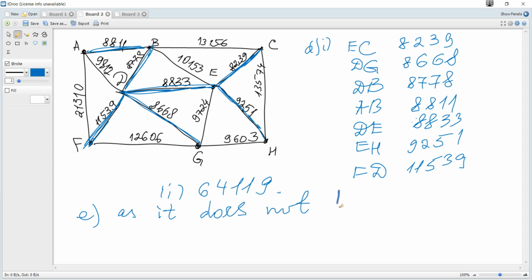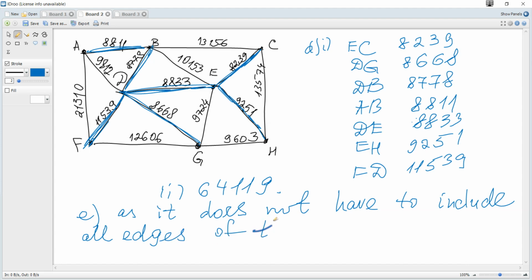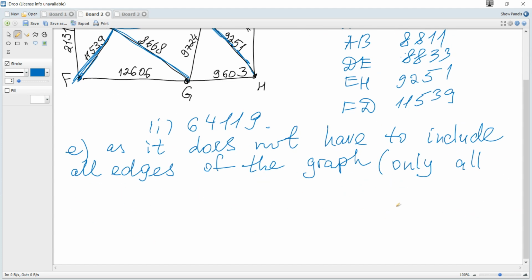And we can say that it means a Hamiltonian cycle does not have to include all edges of the graph, only all vertices.